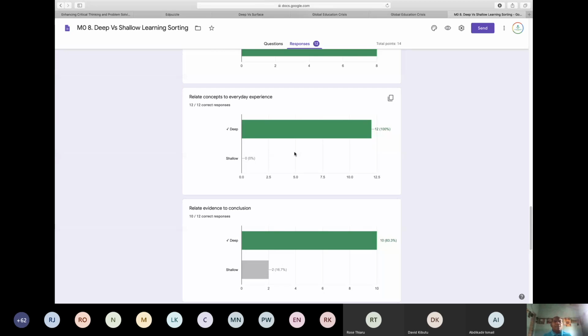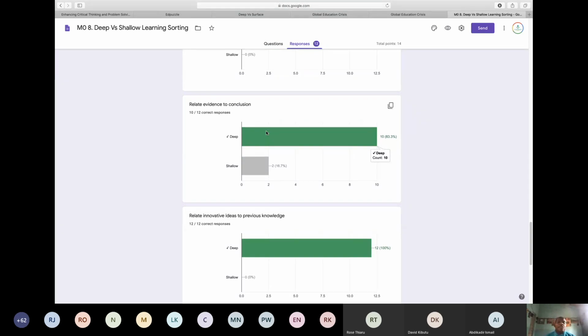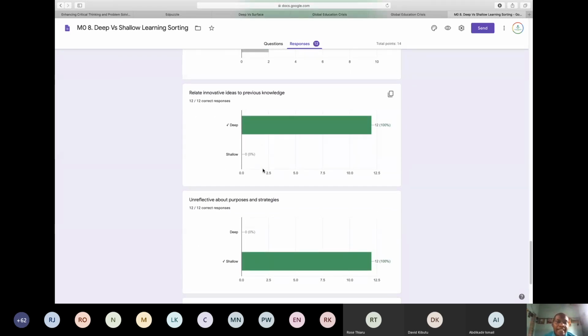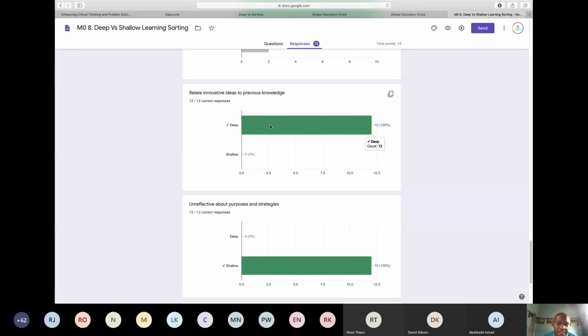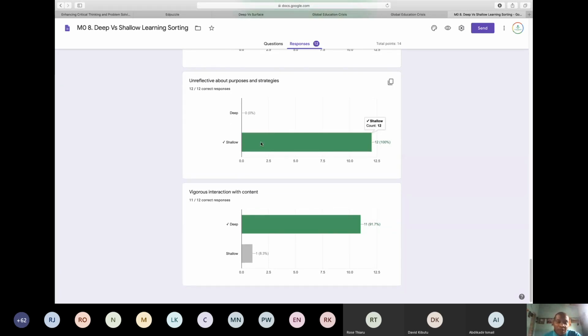And then relating concept to everyday experience, everybody thought it was deep, and it was actually deep. Relating evidence to conclusion, we had 10 people saying it's deep, which is correct, and 2 people thought it was shallow. Relating innovative ideas to previous knowledge, we had 12 people saying it is deep, which was correct. And reflective about purpose and strategy, we had 12 people saying it's shallow, and that was correct. And then finally, vigorous interaction with content. We had 11 people saying it's deep and 1 is shallow.